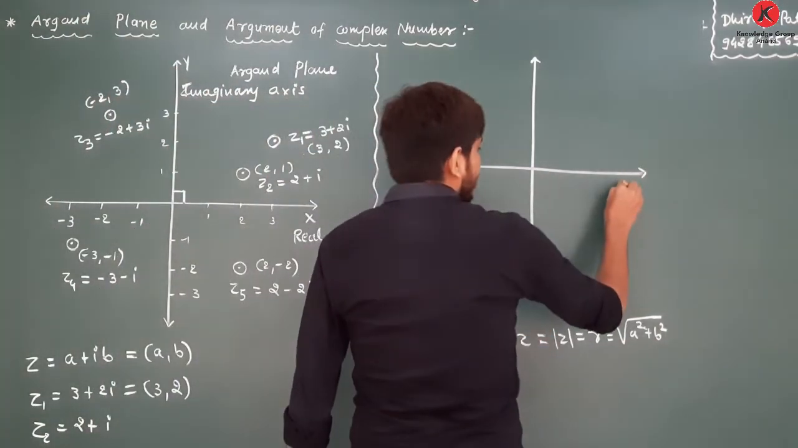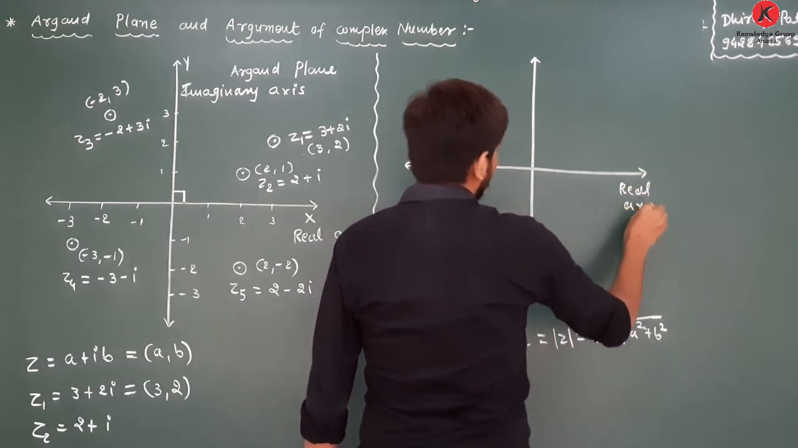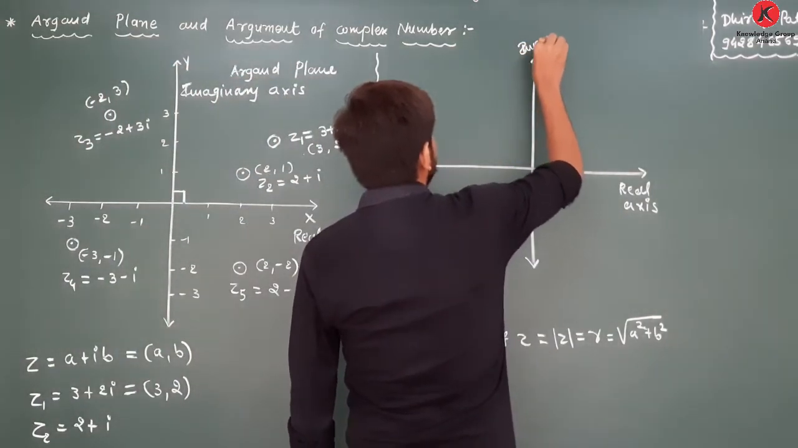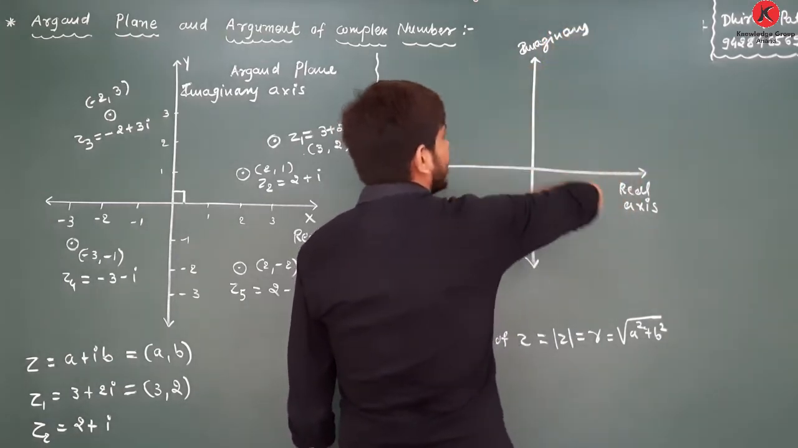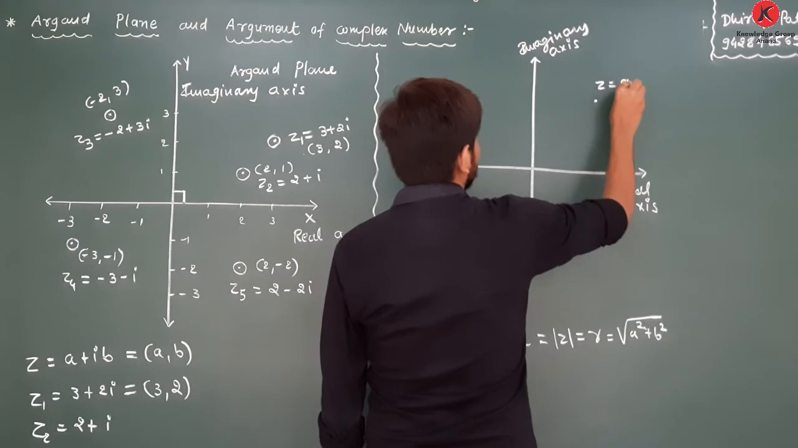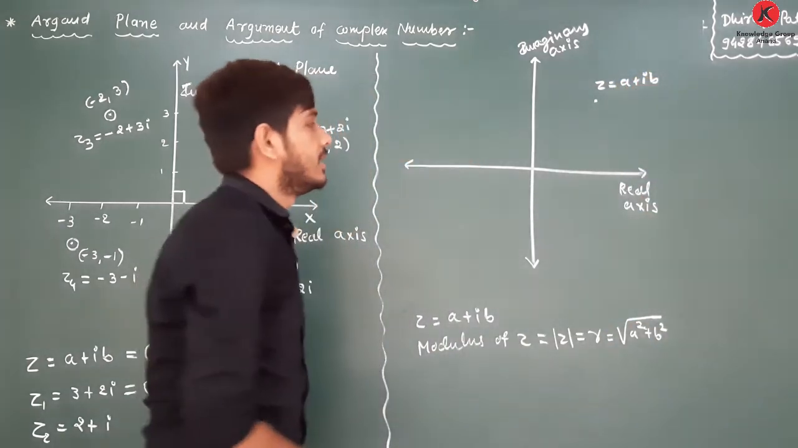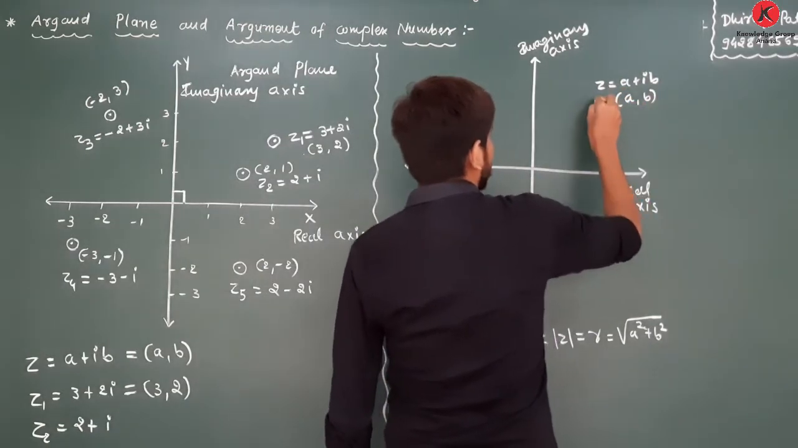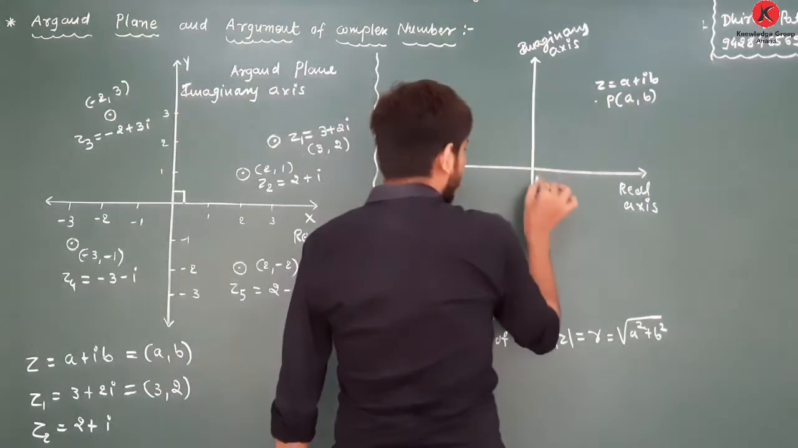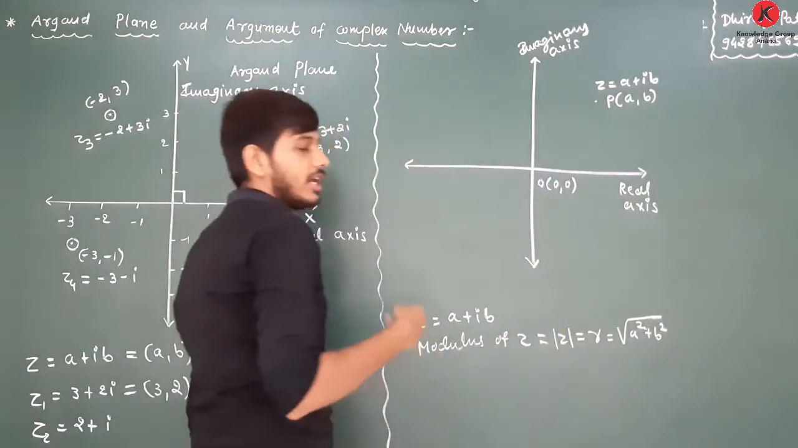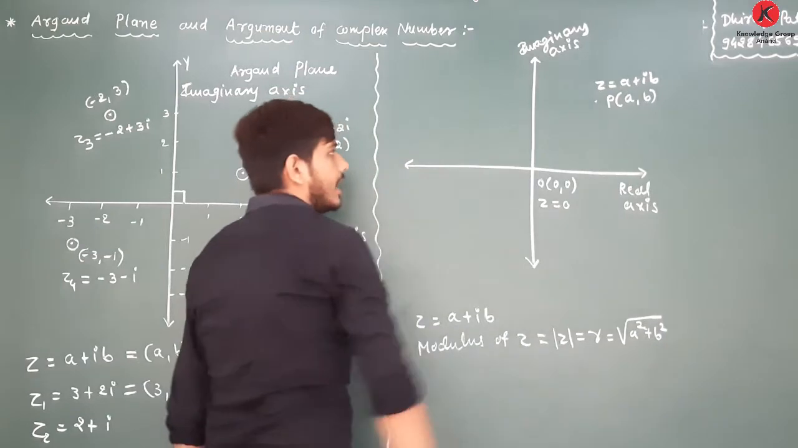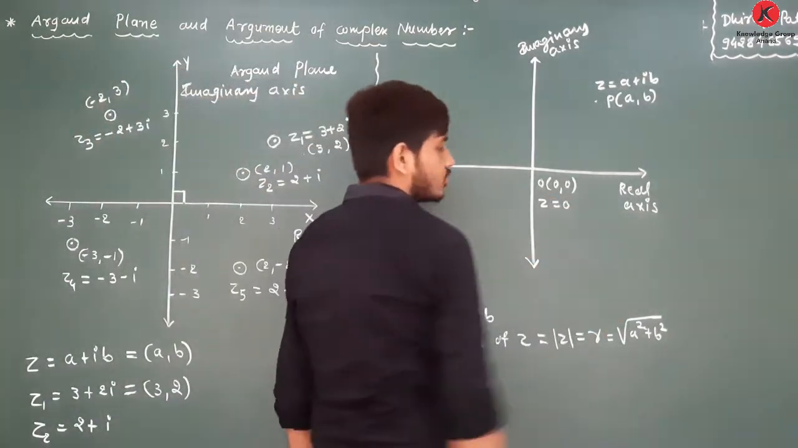Suppose this is your real axis. Don't write x-axis; this is not the x-axis for the complex number system. And this is your imaginary axis. This is your Argand plane. If the number Z is here, Z equals a plus ib, that means its real part is a and imaginary part is b. This is the point P. This is your origin, having coordinates (0, 0), or we can say the origin is the complex number Z equals 0 plus 0i.